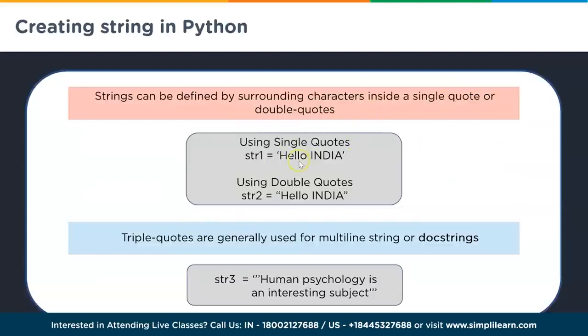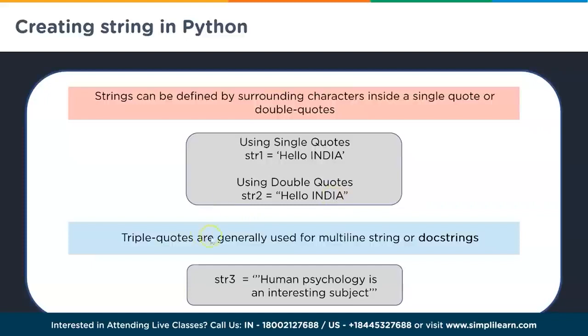So here is an example where we have used a single quote to write a string. Our string is Hello India, which is inside a single quote. Below, if you see, we have the same string written within double quotes. So these are the two methods in which you can create strings in Python.